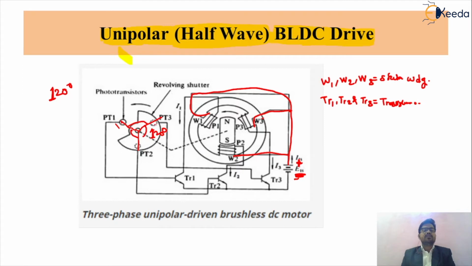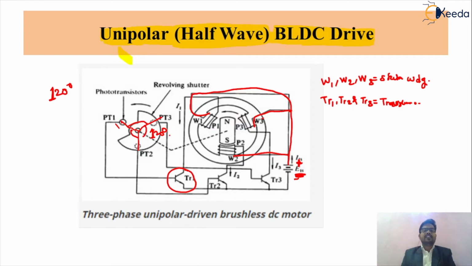In the unipolar BLDC drive, only one phototransistor will conduct at a time, and the other two remain off. So basically only one transistor will be conducting. For the conduction of only one phototransistor, only one transistor will be operated at a time. Depending upon this transistor operation, only one winding is connected to the supply, and accordingly the rotor of your motor will rotate.